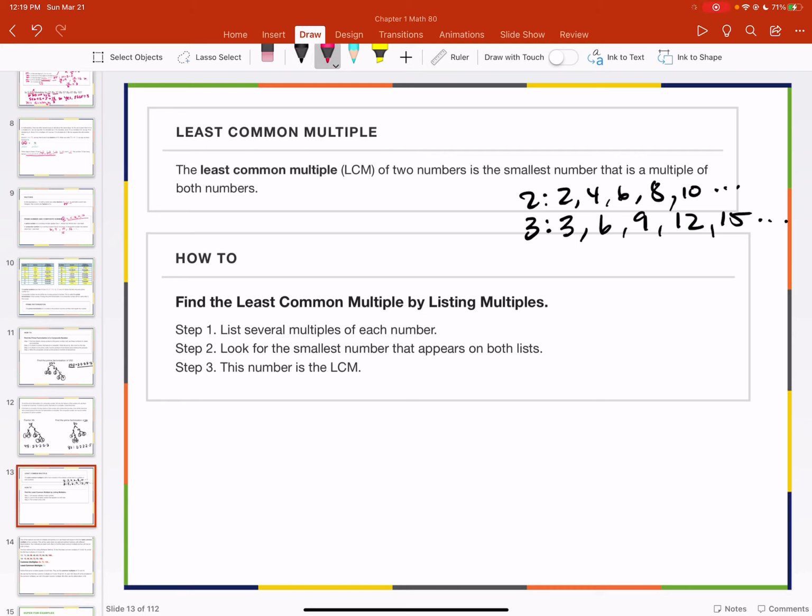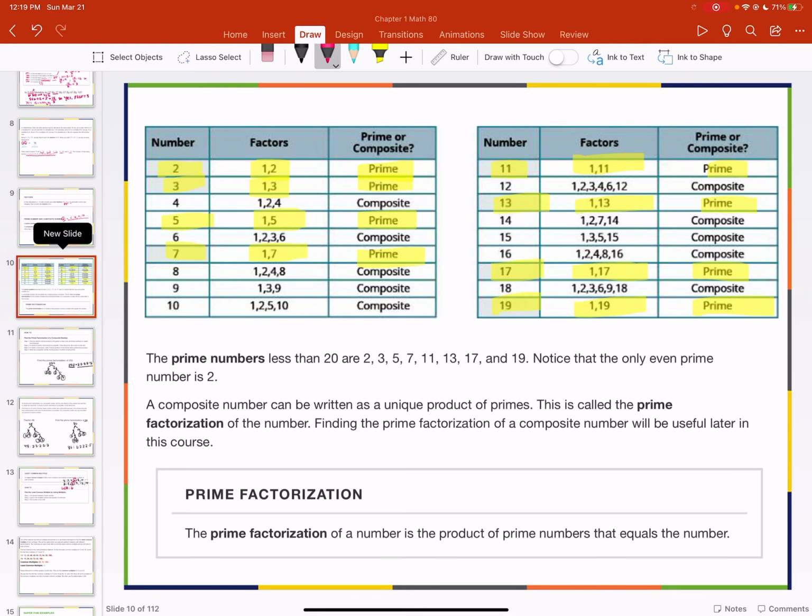Which is the least possible number that they have in common? So 6 is a multiple of 3 and 6 is a multiple of 2. So the least common multiple for 2 and 3 is 6. That's the smallest number that appears in both lists.